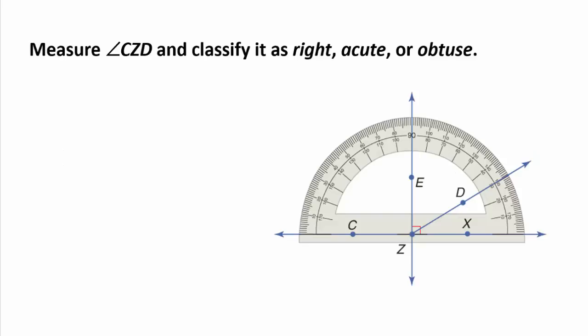We're going to actually measure a few angles now with the protractor, and the first one is going to be angle CZD. So if we take CZD, and since we started on this side of the protractor, we're going to use the outer numbers, and if we follow all the way across to 150 degrees, we need to classify it, and that would be an obtuse angle.